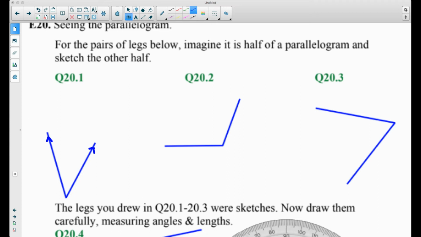Now, remember the rule of a parallelogram? Rule of a parallelogram is opposite sides are parallel. That's it. Opposite sides are also congruent. But if you just worry about opposite sides are parallel, that makes your life the most easy. So looking at this leg right here, let me call this leg number 1. Looking at leg 1, we'll mirror leg 1 in blue. So looking at leg 1, good, it is moving both up and to the right. So you see the angle of it, the slant of it.